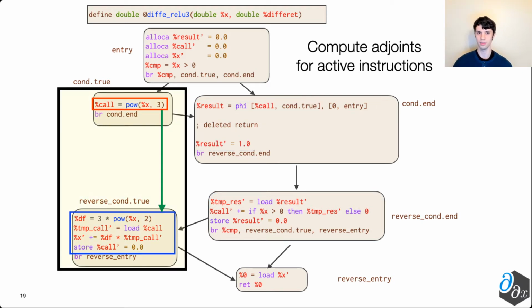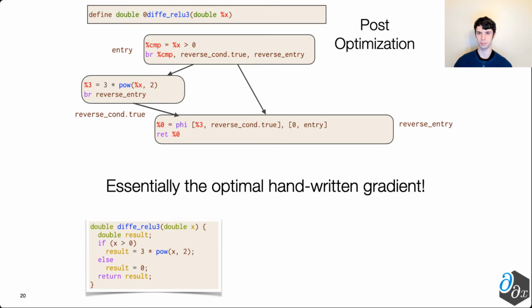For example, on the left, we see the original part of the function computing pow of x cubed. On the bottom, we see what the corresponding adjoint computation is, which propagates 3 times x squared to the next part of the derivative computation. Doing some more optimization on that program, we see something that looks quite nice and is essentially the optimal handwritten gradient, shown below as 3 times x squared if x is greater than 0.